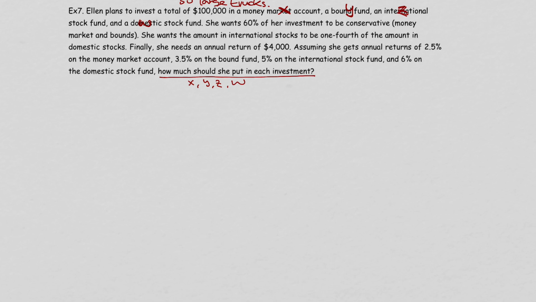The first thing that I see is that the total of 100,000 is what we're going to invest in all 4 different places, right? So that means if we add them up, it will equal 100,000. So that will be your first equation. So X plus Y plus Z plus W should be 100,000. So 1 equation. Let's see if we can find another one.